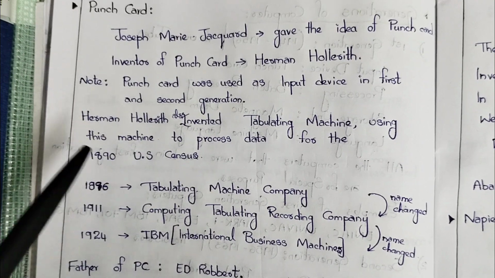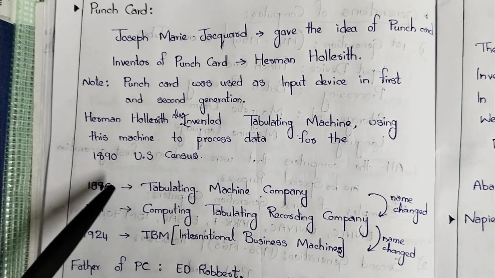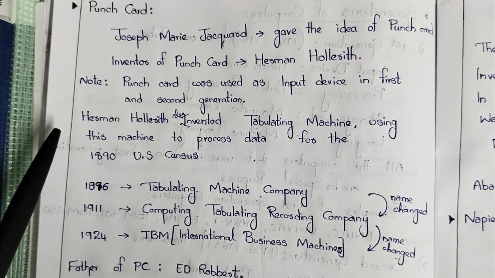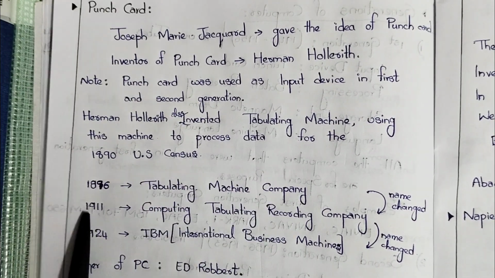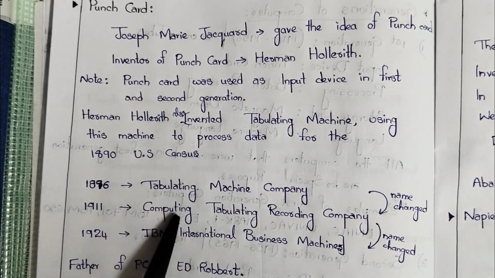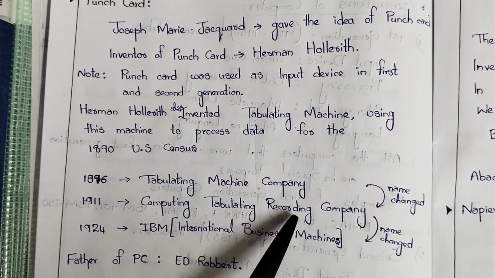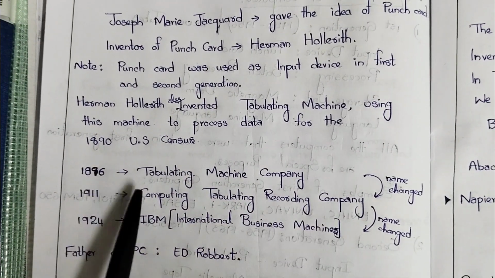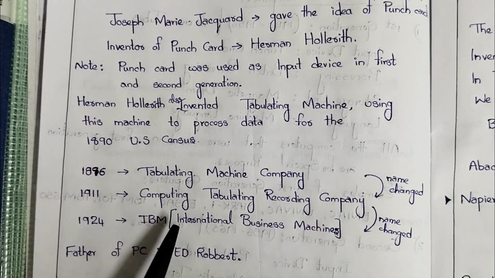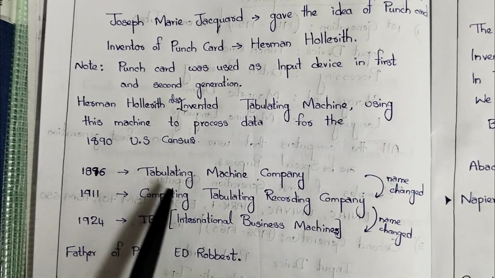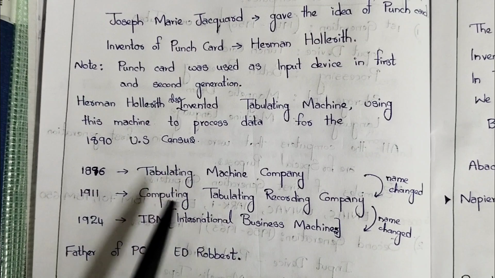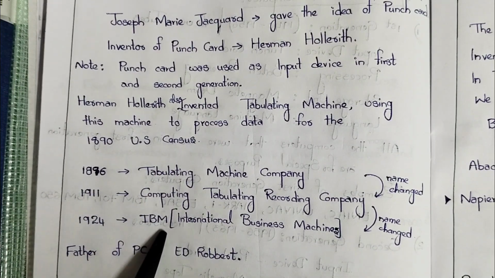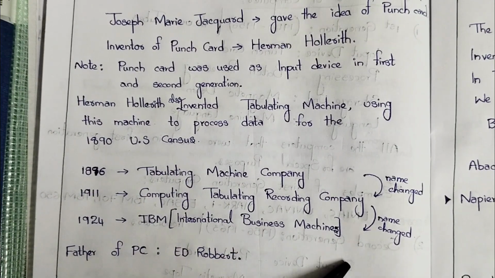to process the data. In 1896, this Hermann Hollerith opened a company, Tabulating Machine Company, and in 1911 the name got changed to Computing Tabulating Recording Company, and again in 1924 the name changed from this to IBM, International Business Machines. The full form of IBM is also important, International Business Machines.